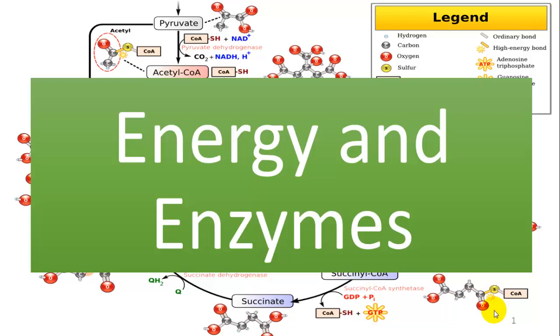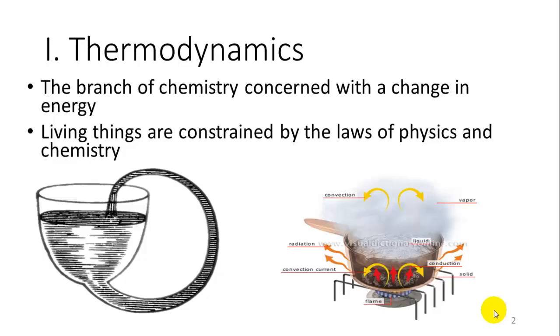The study of these energy changes is called thermodynamics. This is a branch of chemistry which looks at energy and its changes of state, and thermodynamics affects how living things can use energy. So it's very important to understand some basics to understand how energy is consumed in a cell.